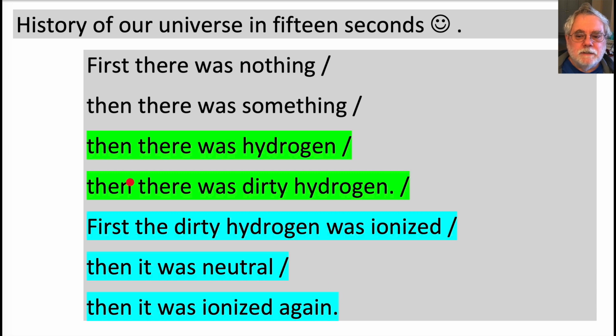So we have now seen how hydrogen and dirty hydrogen were created. We have now completed the timeline of the universe from basically a few trillionths of a second after the Big Bang to 1 billion years after the Big Bang. Next, we cover the first billionth of a trillionth of a trillionth of a second, 10 to the minus 33 seconds.